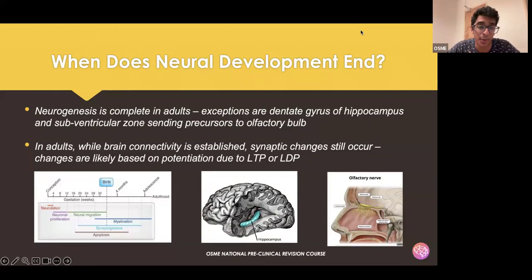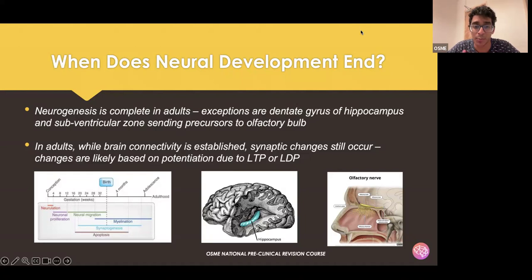So neurogenesis, however, is complete in adults, and that is important to remember. The only two parts of the brain where we still have new neurons being formed are the dentate gyrus of the hippocampus and the subventricular zone, which sends precursors to the olfactory bulb as well.